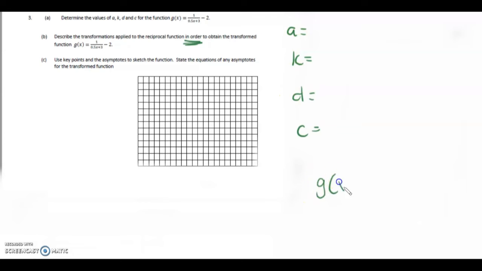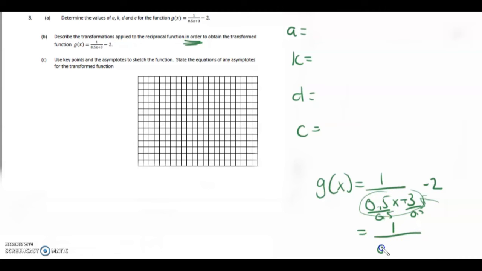Okay, so if we're looking at g of x equals 1 over 0.5x plus 3, minus 2, we notice that in the denominator here, the 0.5 is not factored. So we actually have to factor that out to see if this is going left or right, and how many units as well. Just the number in front of the x has to be factored. So I get x plus 6. Okay, so this is the actual equation we're going to base our graph on, just the factored form.